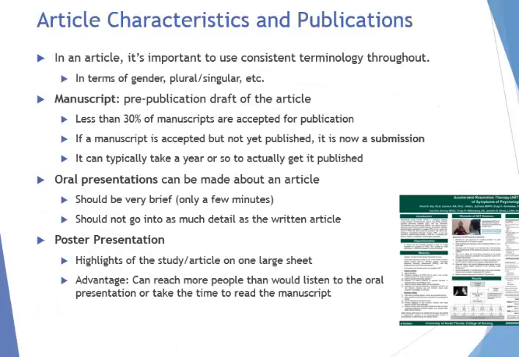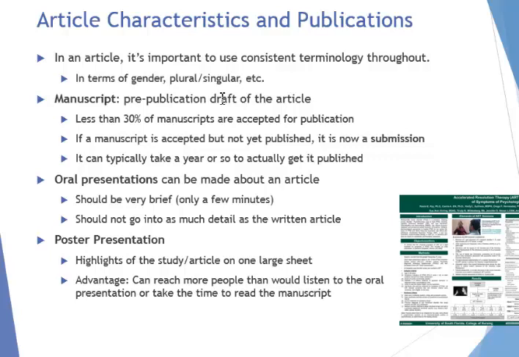Now, in terms of publications, very quickly, in an article, generally speaking, it's important to use consistent terminology. Some people use he, some people use she. You can use he or she, which is what I think the general standard method is today. But switching back and forth is not really appropriate. Singular and plural. If you want to refer to your subject as being the subject or the subjects, that's okay, but you got to be consistent throughout.